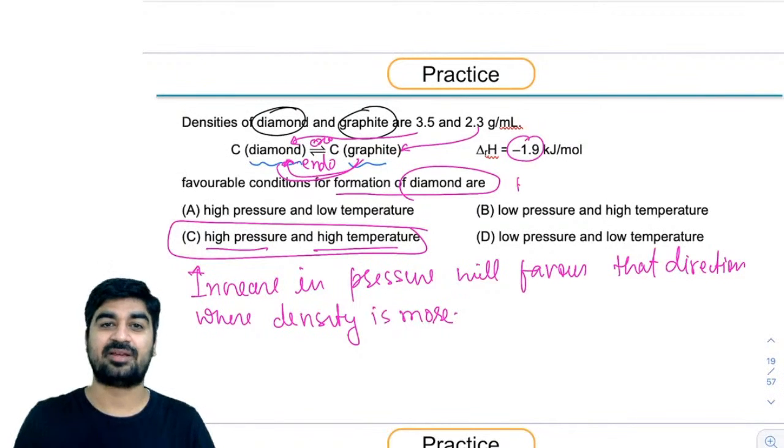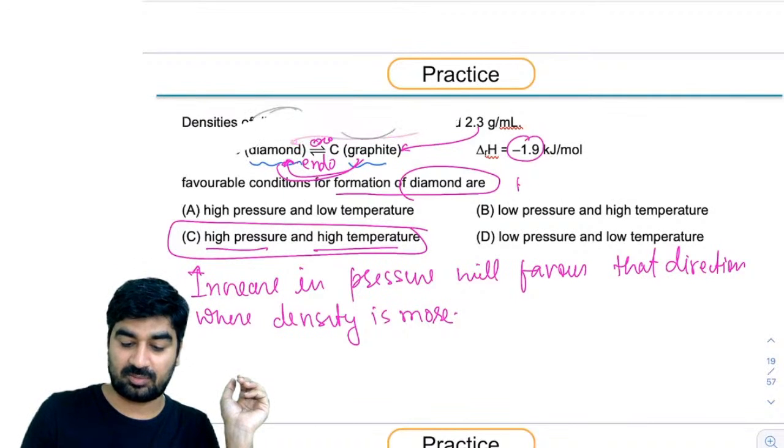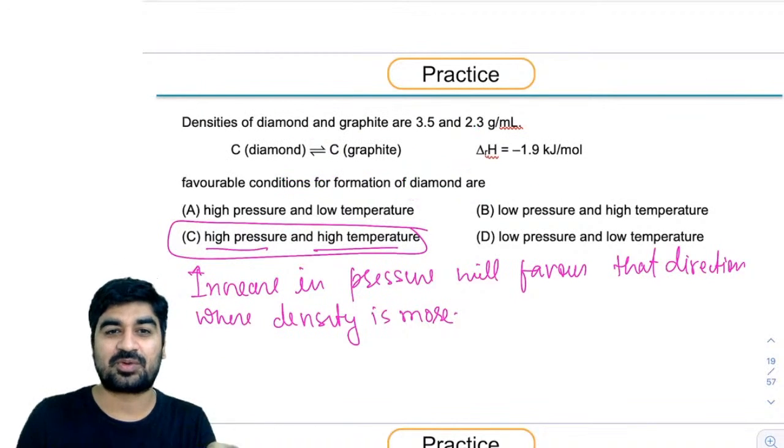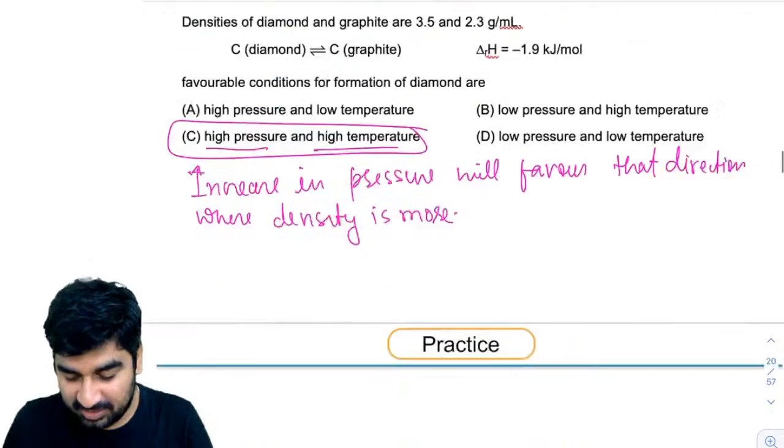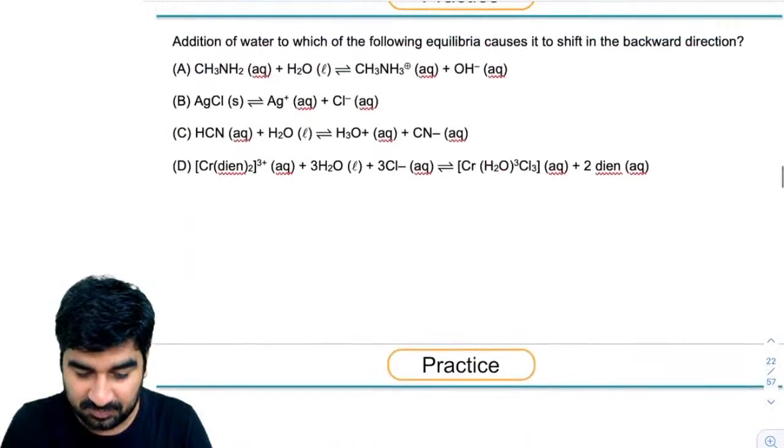Yes, guys, now tell me. This was really a very good problem and most of you cannot answer it easily. So let's move to the next point, guys.